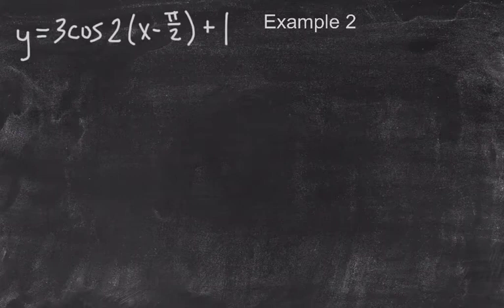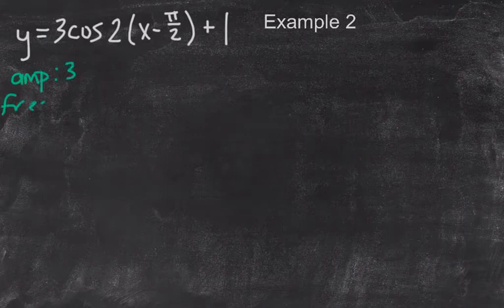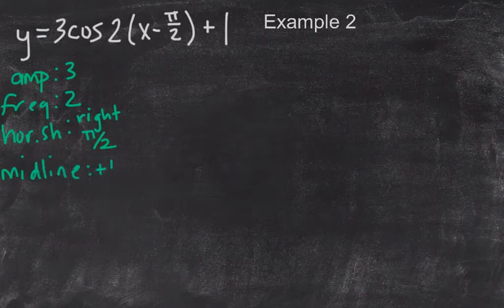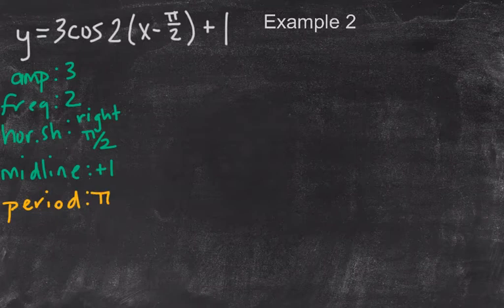Here we've got y equals 3 times the cosine of 2 times (x minus pi over 2) plus 1. So I've got an amplitude of 3, a frequency of 2, a horizontal shift to the right, because that's minus pi over 2. I've got a midline of 1, and my period is 2 pi over 2, which is just pi.